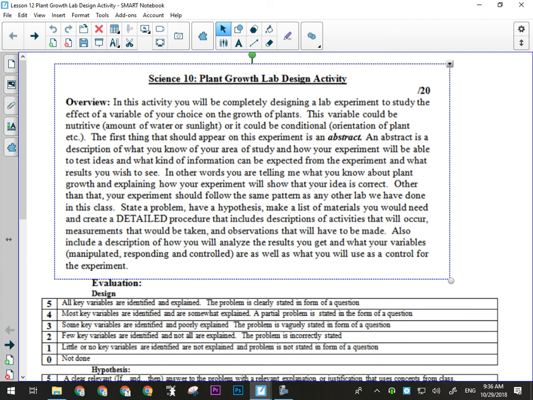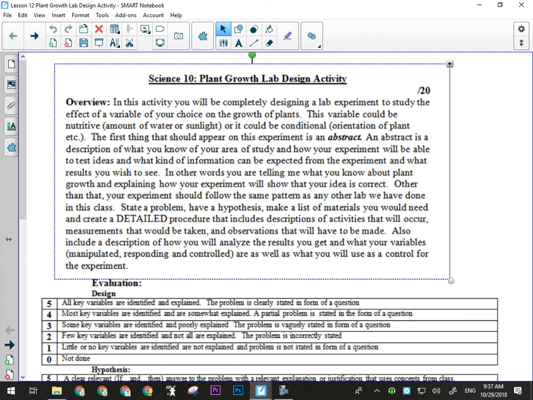They all got the same amount of light. They all had the same soil. It was the same kind of plant, same size pot. All of these things are things that you have to think about when you're designing your experiment because they're what I'm going to look for. So when you're listing your manipulated variable, you got one of those.